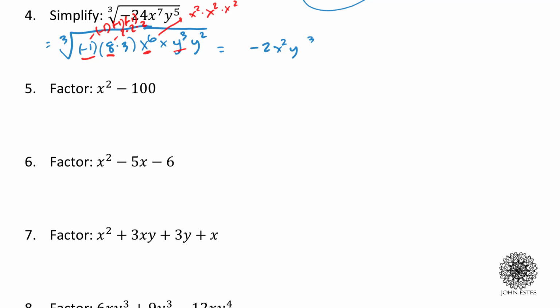And when I do that, I'm left with what's inside. I'm left with the 3x y squared. And so there's what's inside, and there it is. It's simplified now.